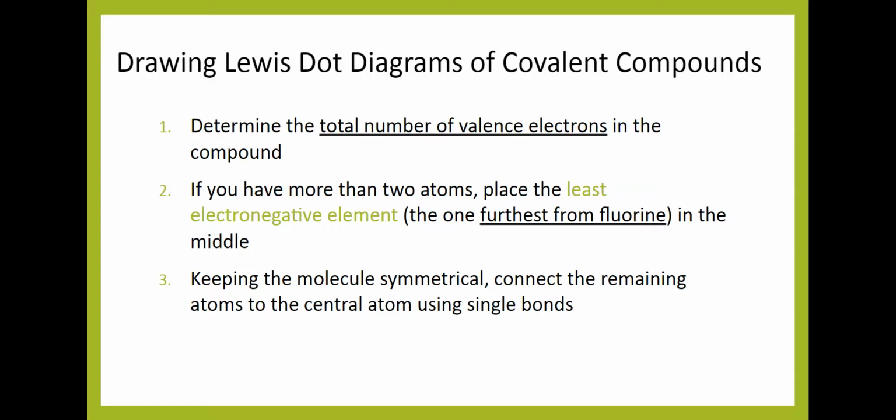The only exception to this is hydrogen is never the central atom, just because we can only form one bond off of it because it's such a small atom. So that would be a pretty boring molecule if hydrogen was in the middle. We then want to try and make sure that we're keeping our molecule symmetrical. So we're going to place the other atoms around the center, again, trying to keep it symmetrical. So usually up and down, and then left and right.